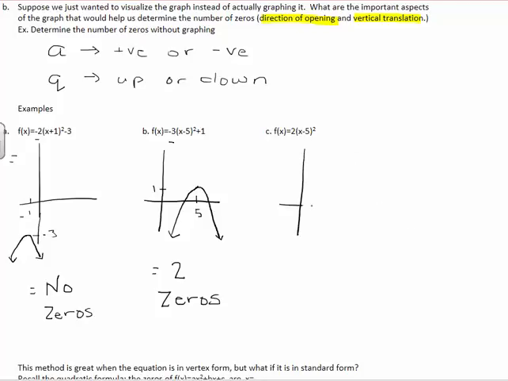Our last example, I know that my graph's going to open up because that's +2, and I have a vertex of 5 and 0. So my vertex happens right there on the x-axis and opens up. So as in that example, when my graph doesn't move up or down at all, I can see that I have 1 zero. Those are the only 3 cases that can occur. You're going to either have no zeros, 1 zero, or 2 zeros.